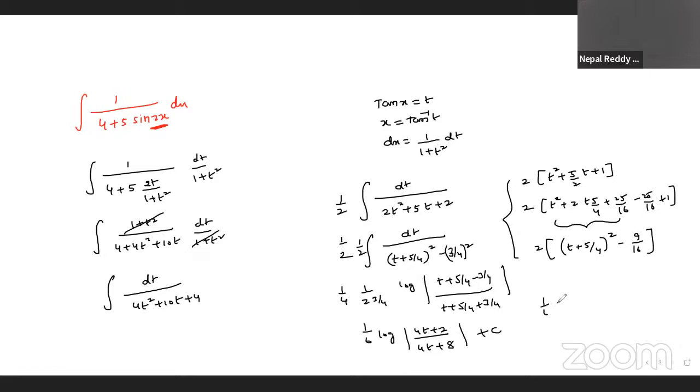Neglecting 2, you will get 1 by 6 log modulus (2t plus 1) divided by (2t plus 4) plus c, where t is nothing but tan x. This is the process to find such type of integrals.